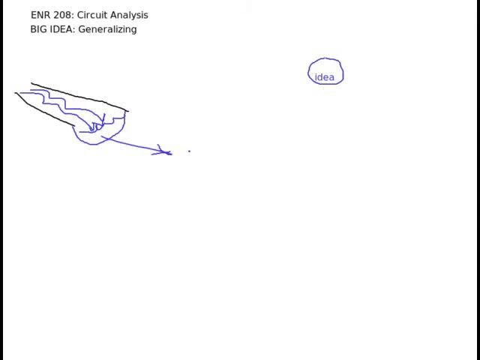Okay, hello. In this video, we're going to look at the idea of generalizing. In particular, we're trying to apply this to understanding the ideas of current and voltage. But the big idea behind this is generalizing something. So in the idea of generalizing, we start with some idea. And we're trying to kind of push that idea out a little bit to expand the domain that it can work on.